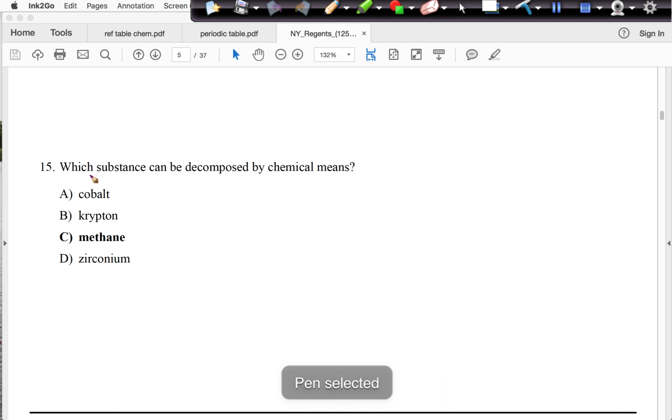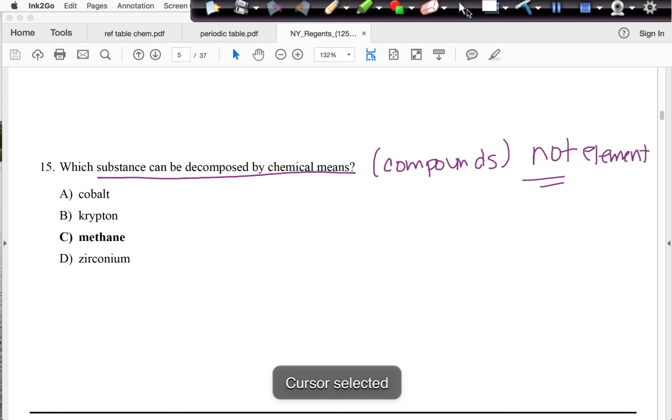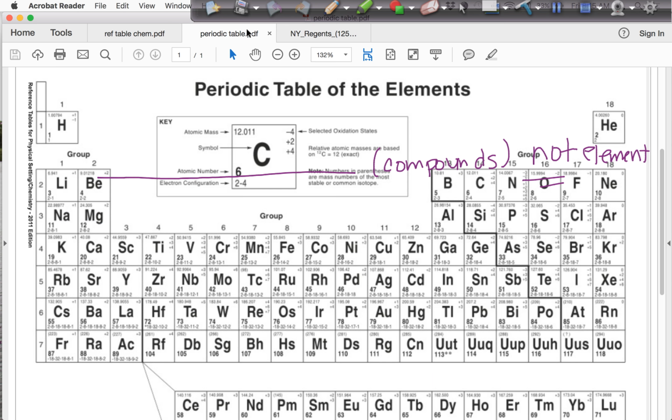For number 15, substances that can be decomposed by chemical means are going to be compounds. If you're looking for compounds, you want something that's not an element. Elements are found on the periodic table and on table S. So if you're not sure which of these are elements versus compounds, you can look on the periodic table and look for krypton and methane and the cobalt and the zirconium.